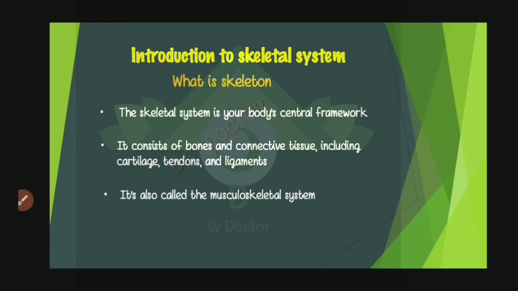So what is the skeleton? The skeletal system is your body's central framework. It consists of bones, connective tissues including cartilage, tendons and ligaments. It means that without your skeleton your body is just a pile of meat. It is nothing. You can't move, you can't stand up, you can't sit, or you can't go anywhere without your skeleton. The skeletal system is also called the musculoskeletal system.